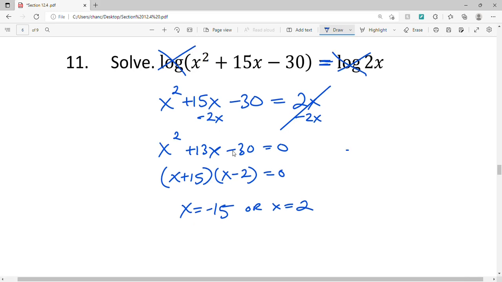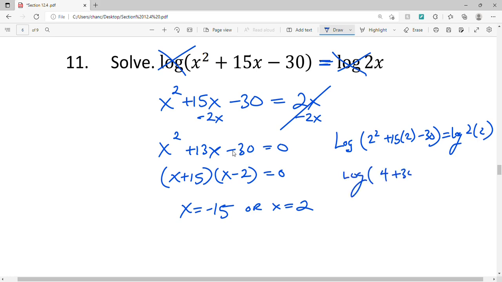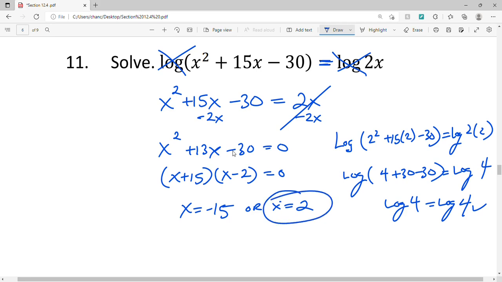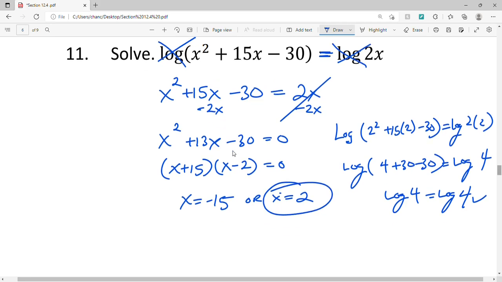Let's check our work. I want to know if log of 2 squared plus 15 times 2 minus 30 is equal to log of 2 times 2. On the left we have the log of 4 plus 30 minus 30. Is that equal to the log of 4? On the left it's clearly log of 4, on the right is log of 4. So the work checks out, and that means x equals 2 is a good solution. What about log of negative 15?